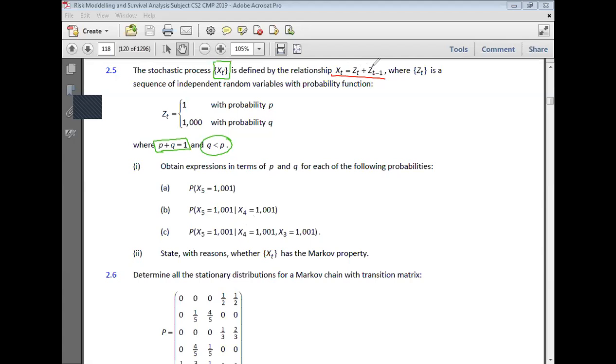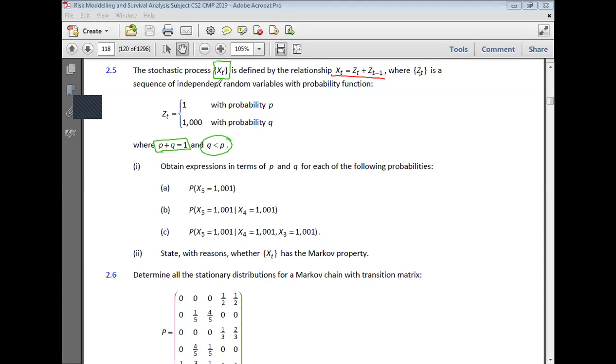Would it be the same because x5 is not dependent on x4? Okay, and why do you think x5 is not dependent on x4? Have they given that to you in the question? We only know that zt's are independent, right? We don't know anything about xt being independent of each other. I mean, in the equation of xt, we can't see xt minus 1 anywhere, so I thought.